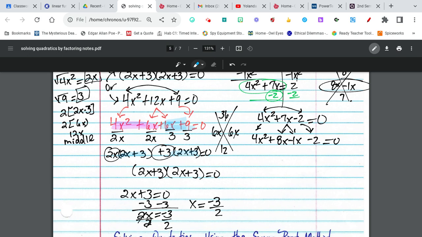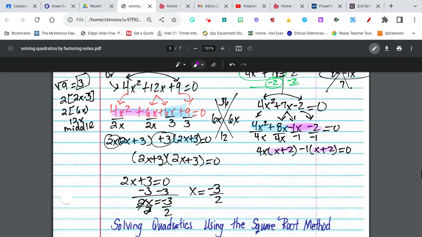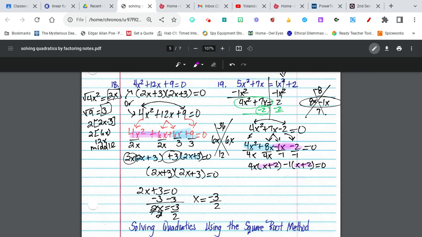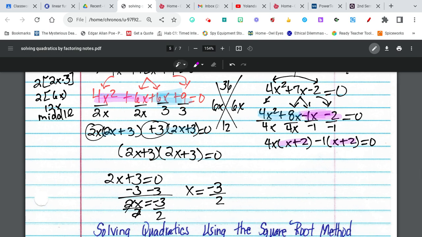And I am going to keep these together and keep these together. So I'm going to divide out 4x here. That's a GCF between those two, which leaves me with x plus 2. And here I'm just going to factor out the negative 1 because that's all they have in common, which leaves me with x plus 2. I can see clearly they have a common binomial factor. The common binomial factor is x plus 2, and the leftover is 4x minus 1.